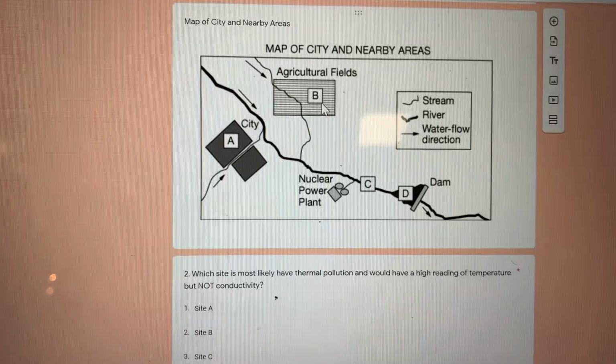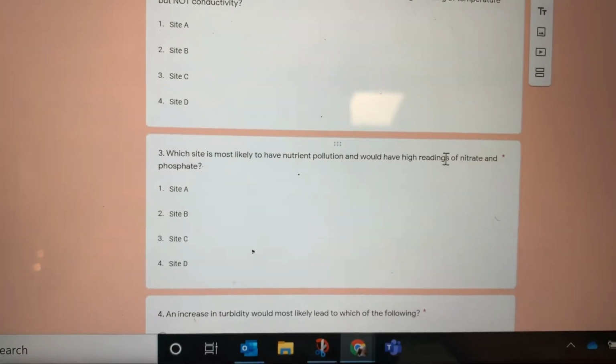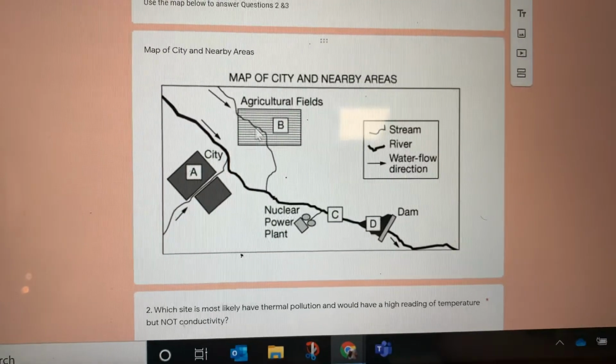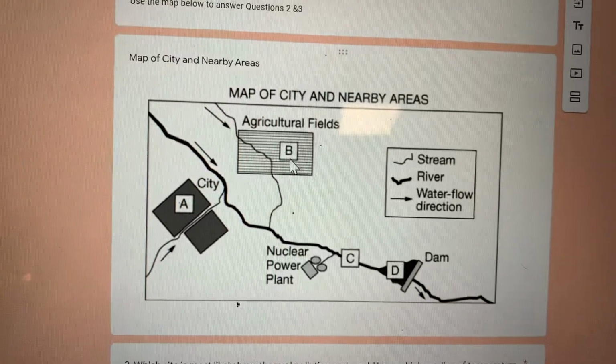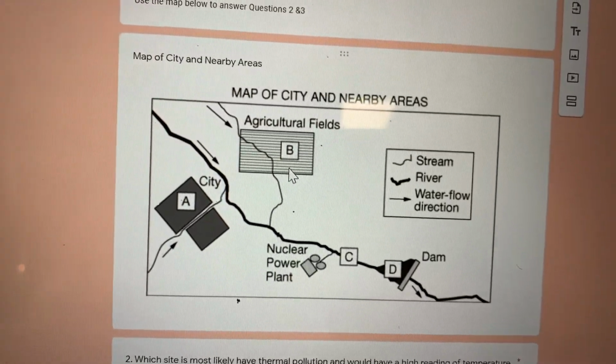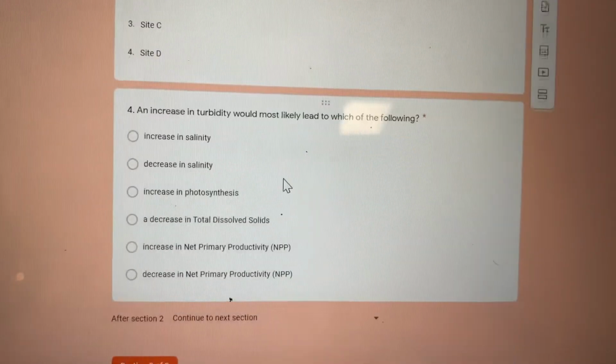Speaking of nutrient pollution, we're thinking agriculture. So for number 3, high nitrate and phosphate is going to be on these agricultural fields, manure lagoons, the fertilizer, the animal waste. That's all going to have nitrates and phosphates, and that's going to cause a dead zone eventually. We'll talk about that more later.